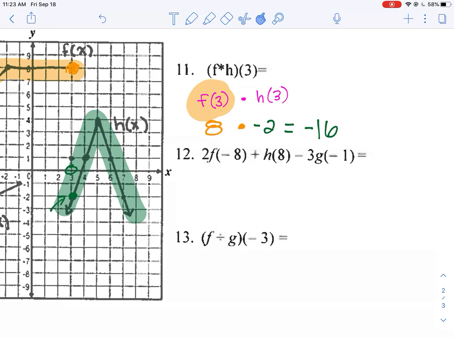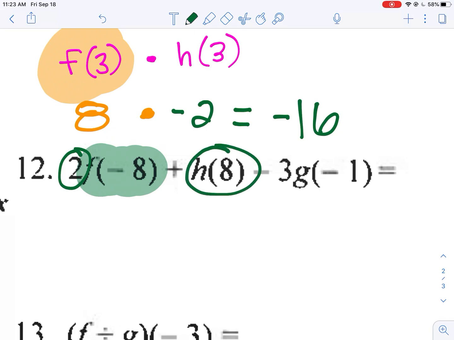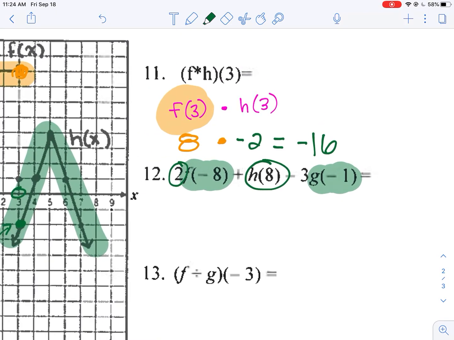I'll get you started on number 12 because number 12 looks trickier than it actually is. All right, so you're going to be looking for an input of -8 for your f function, and then you're going to be multiplying whatever that is by 2. You're going to be looking for your output whenever you put in 8, or your x. 8 is your x value for h. And then over here, if I look for my -1 as an x value for g, I'm going to take that and multiply it by 3. So what I'm going to do is help you find these outputs first.